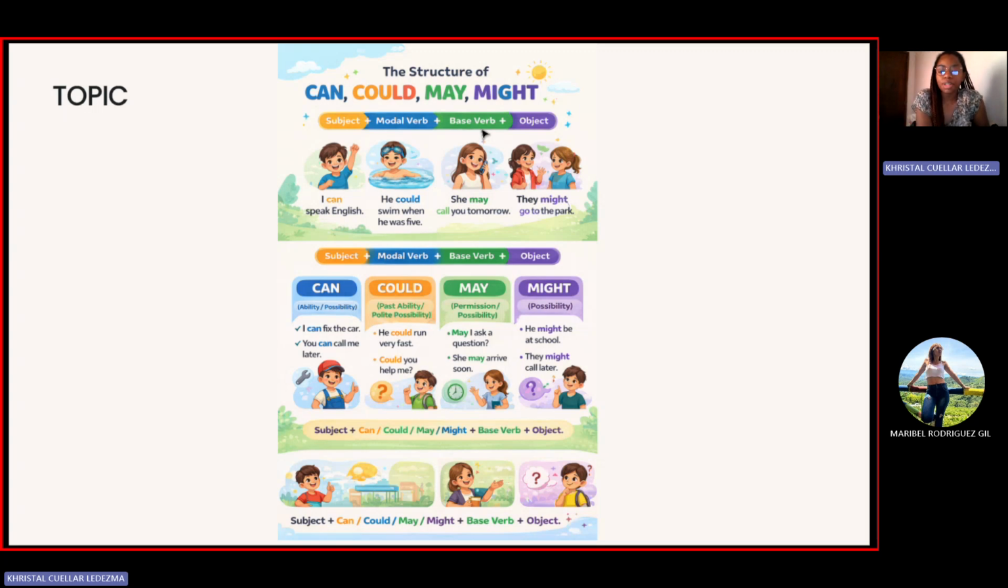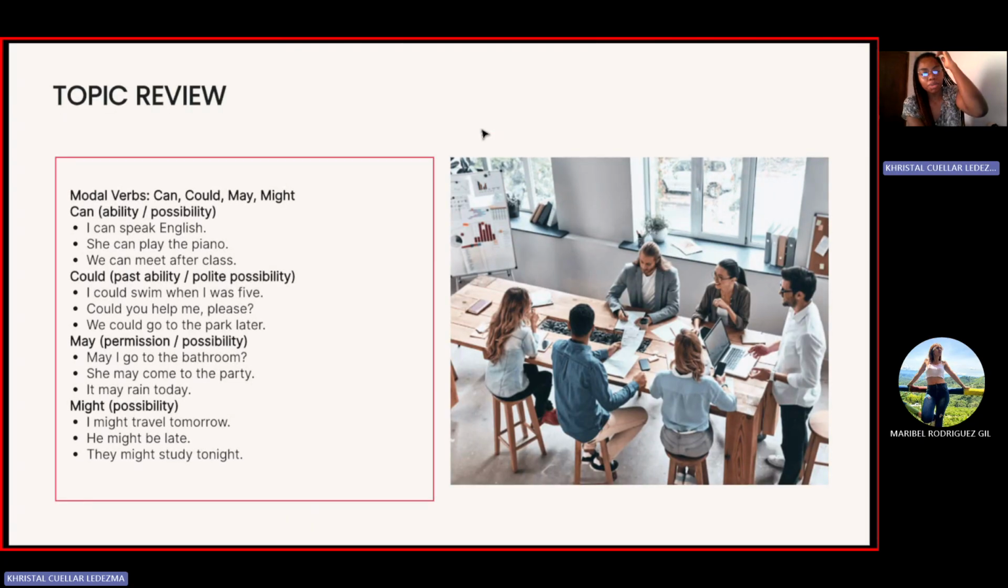And this is the review of this again. The subject, the can, could, may, might, the base verb, and the object. Again, subject, can, could, may, might, the base verb, and the object. Okay. Now, this is the topic review. The modal verbs can, could, may, might.